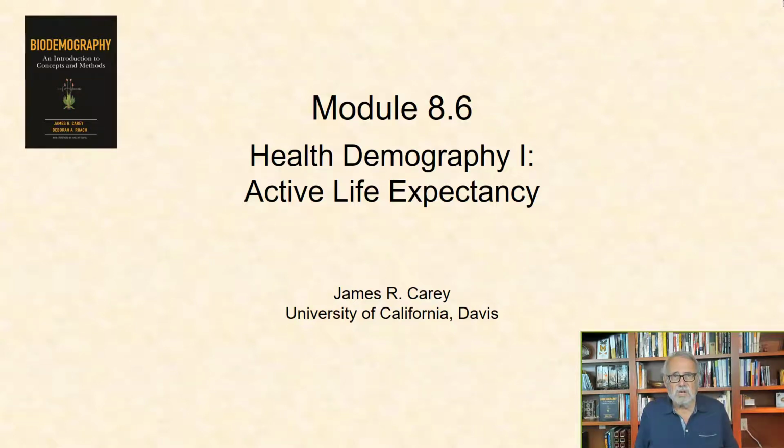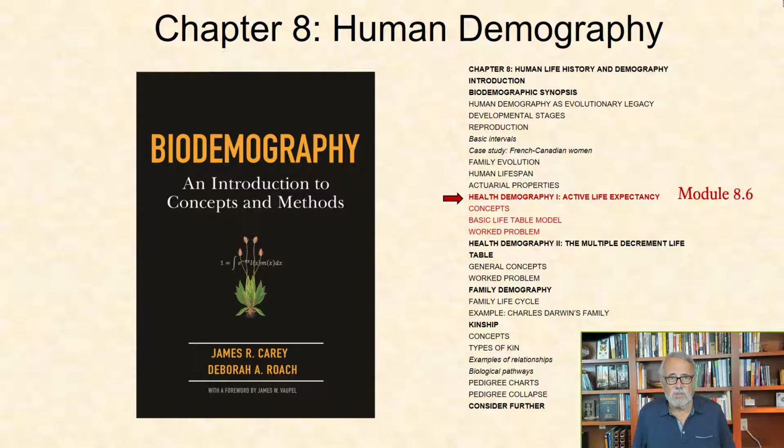In this module of Chapter 8 on Human Demography, Module 8.6, I cover the first of two life table models on health demography, this one on active life expectancy, including concepts, the basic model, and a worked example.